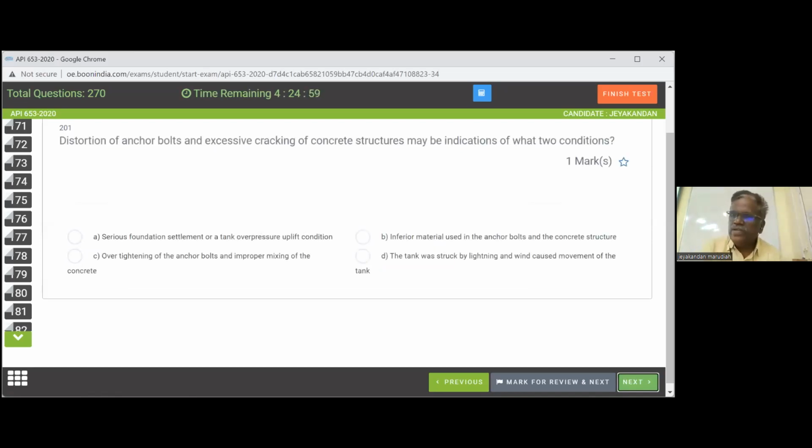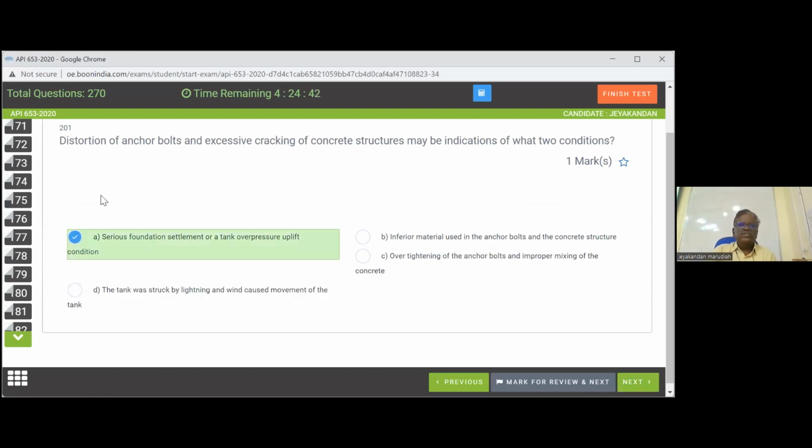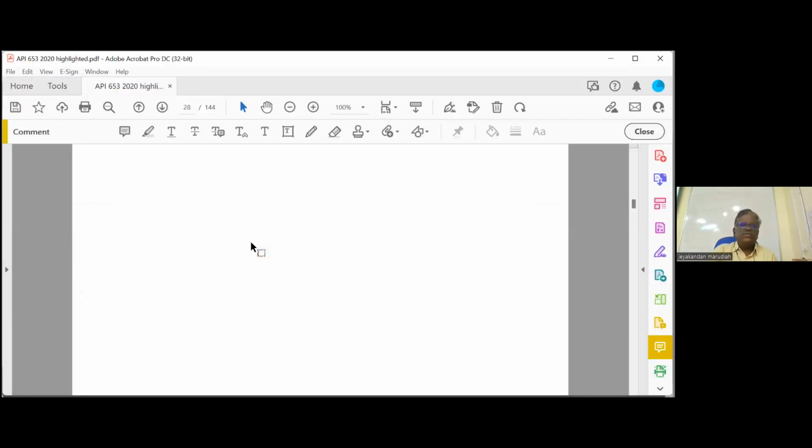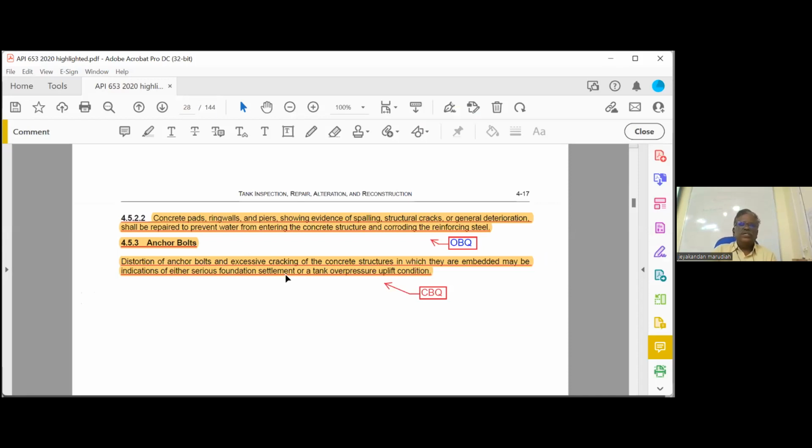Distortion of anchor bolts and excessive cracking of concrete structures may be indications of what condition? That is the last line of this. Okay, what is that? Foundation settlement or tank overpressure uplift condition. Where is it given here? Last one: distortion of anchor bolts and the cracking of the concrete. Okay.